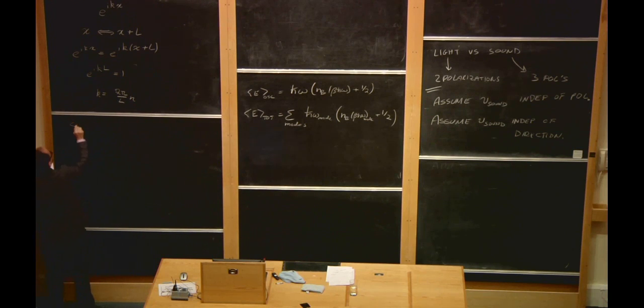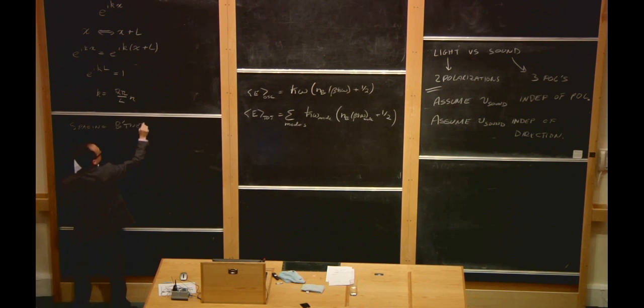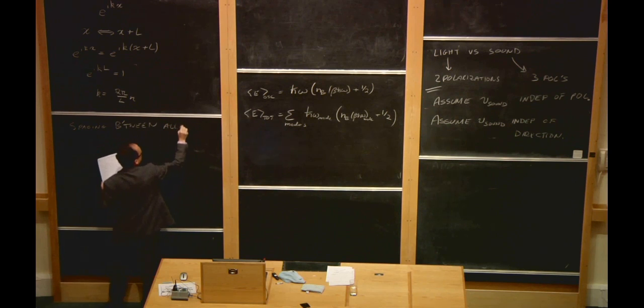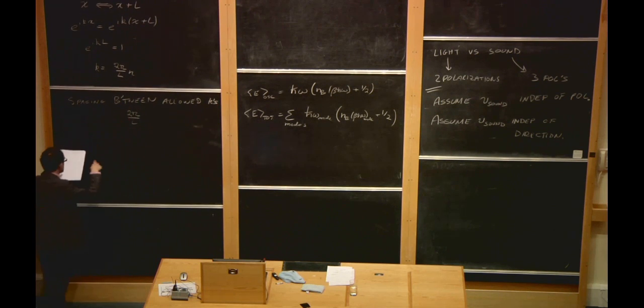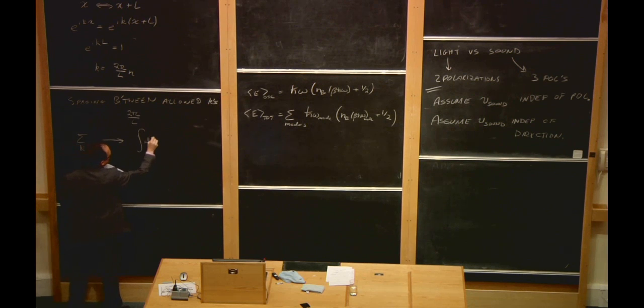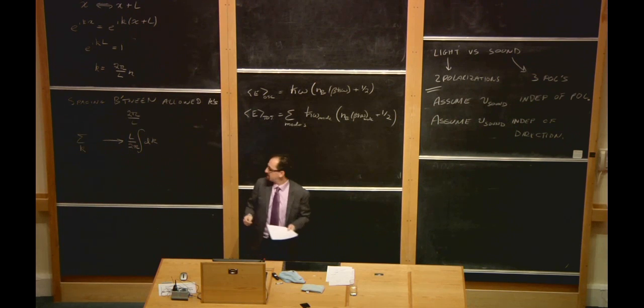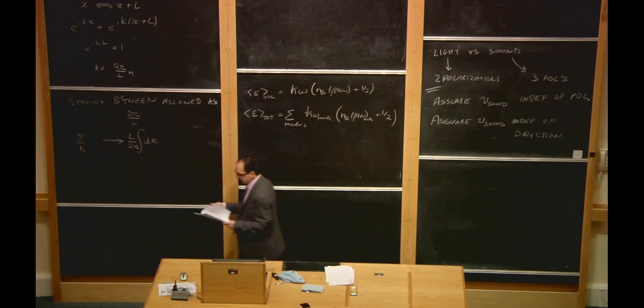So this means that the spacing between allowed k's is 2 pi over L, L being the circumference of our loop. And in particular, if we ever have to sum over all the k's, we can replace that sum by an integral dk times a factor of L over 2 pi. Did you go through this argument last year? A little bit, yes? Well, okay, we're going to use it an awful lot this year, so that's why I'm going through it again, because it's important.